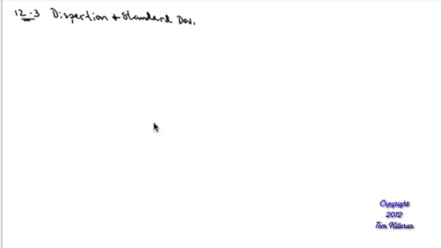How to figure out how well you're doing in a class. So for instance, this is 12.3. Dispersion means how far apart is your data? How spread out is it? Is it really tightly packed around one number, or is it spread out over 1,000 numbers?